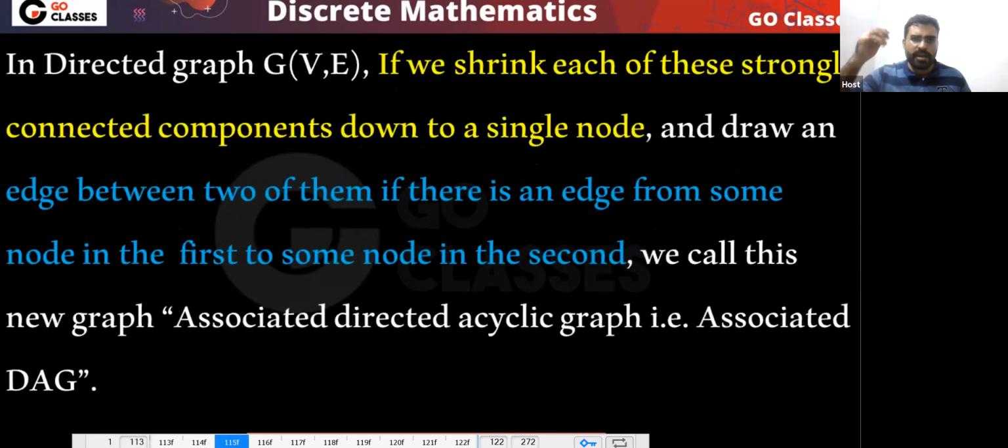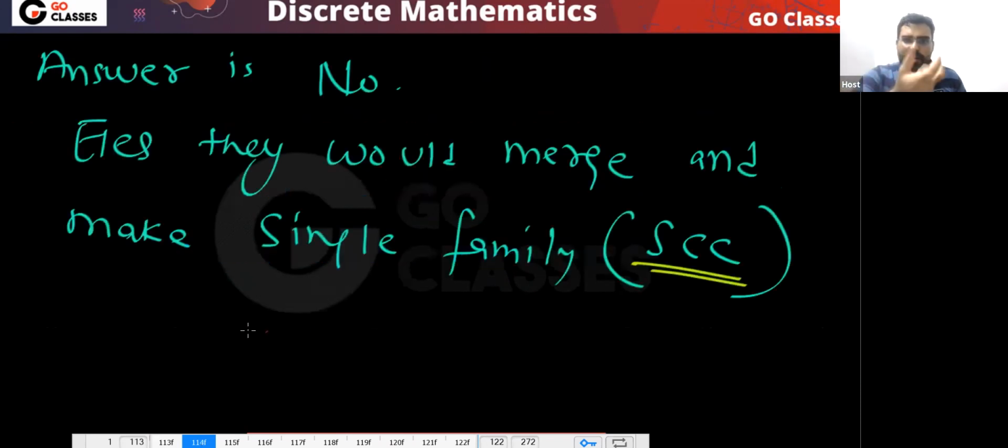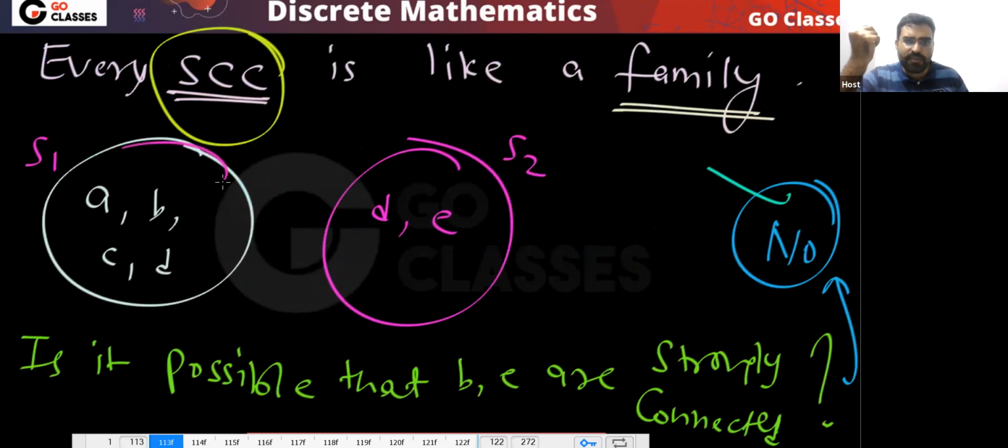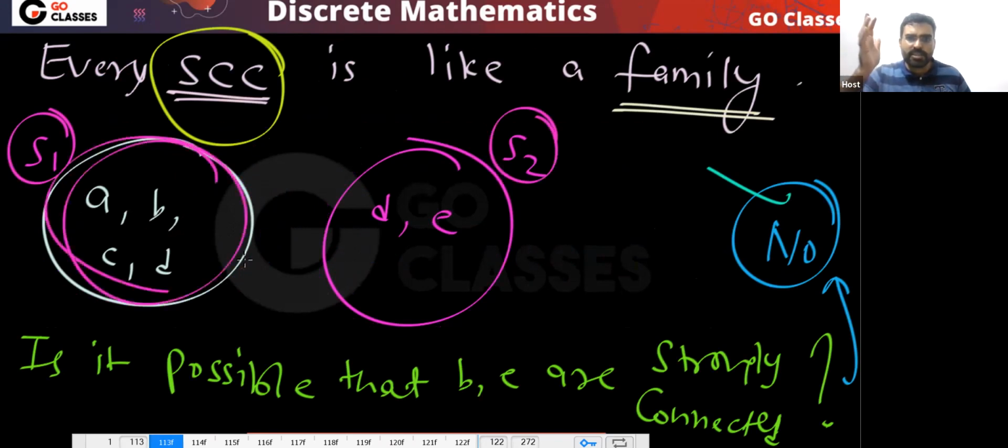Now you can notice that every strongly connected component is like a family. So can I represent it by one family? You represent this by one vertex. What you do is shrink it. These four vertices, you shrink them and represent them by one family, F1. You represent them by S1, and you represent the other by S2. You shrink them and make one vertex for each family. So this is the idea.